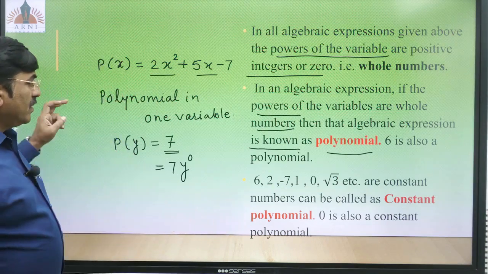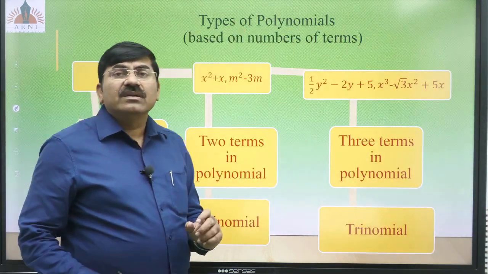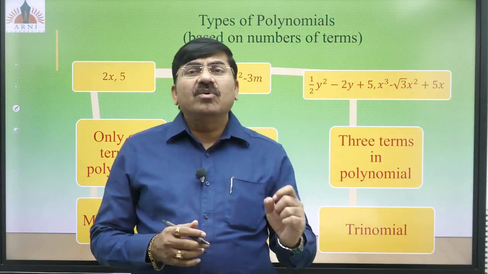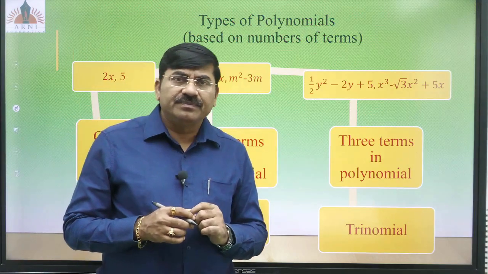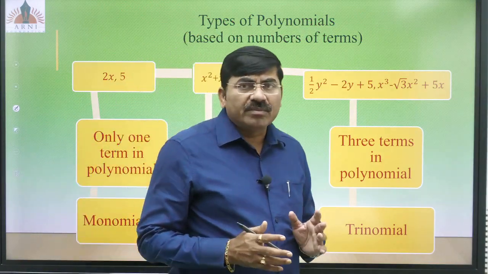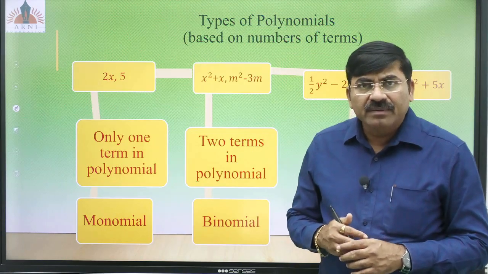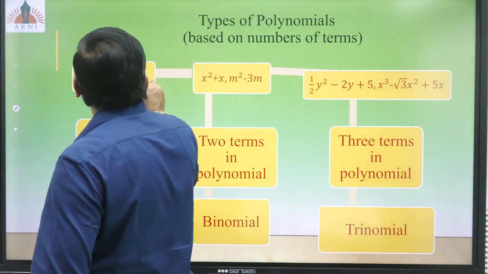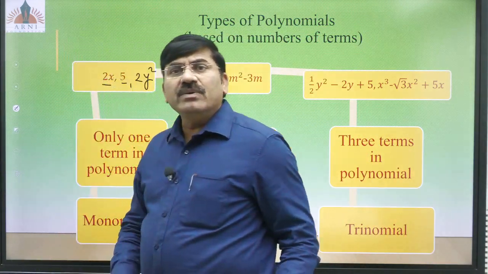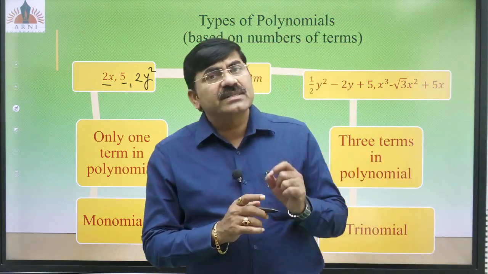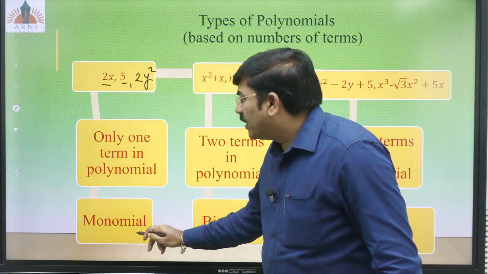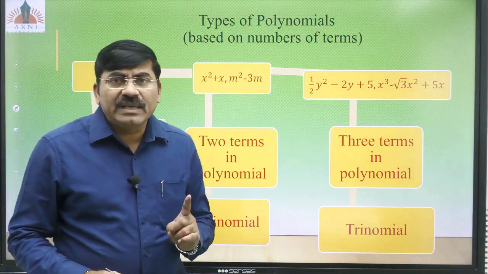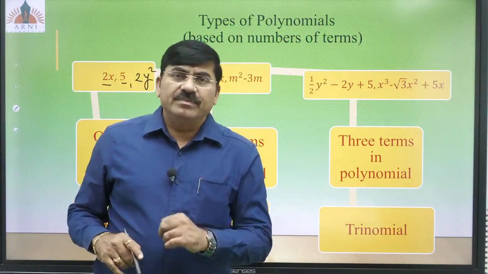Now the next thing is the types of polynomials. The types of polynomials are according to the number of terms in that polynomial. If only one term is given, suppose only 2x, or only 5, or something like 2y square, that is only one term, then we say it is a monomial. So, for a monomial there is only one term.